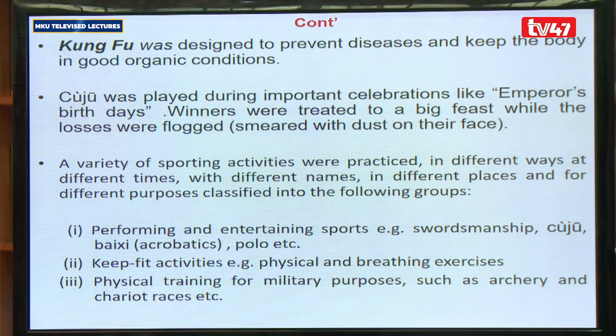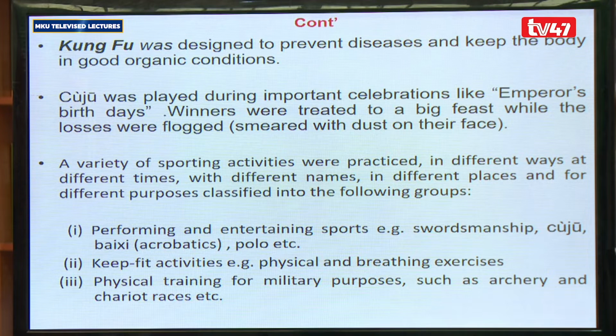Now, games like Kung Fu were developed to prevent diseases, so everybody was supposed to go for this particular game. Kung Fu is similar to the martial arts we have, like karate, judo, and others. Now, Suju, as we refer to it, is the current football. If you look at the history of the football that is played today, it started in China, and they called this game Suju.